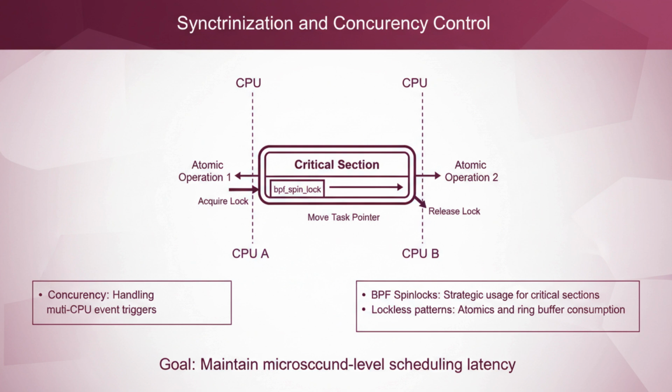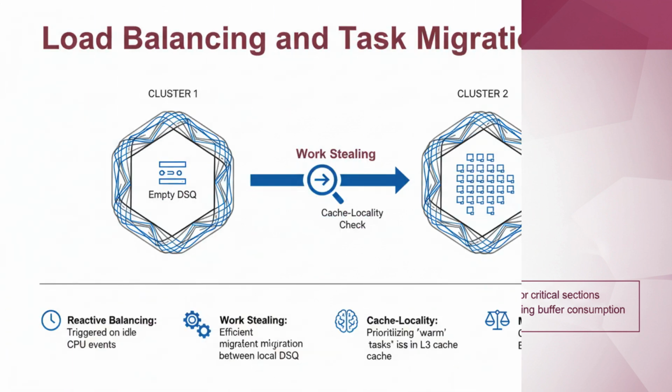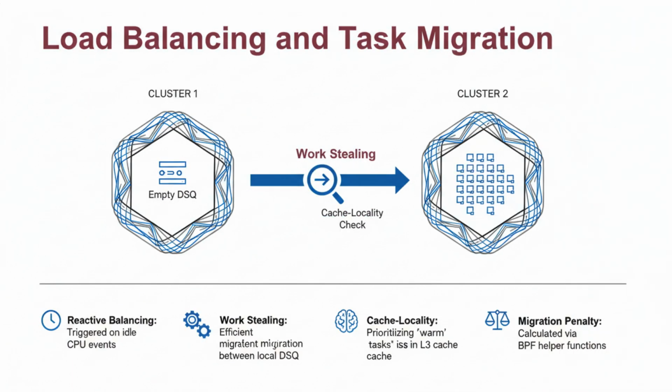This slide illustrates the locking sequence for a task migration event, showing how we protect the custom queue integrity while maintaining microsecond-level performance. Load balancing in a custom DSQ manager is where the real performance gains are found. In standard schedulers, load balancing is often a periodic, expensive operation. With our custom manager, we can make it reactive. When a CPU's local DSQ becomes empty, we trigger a balance callback.